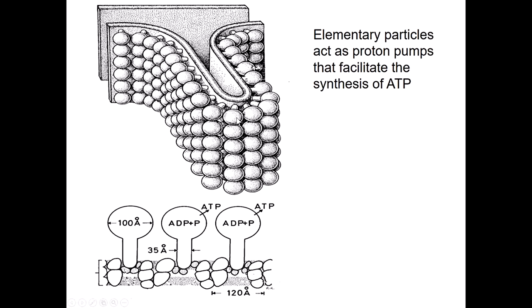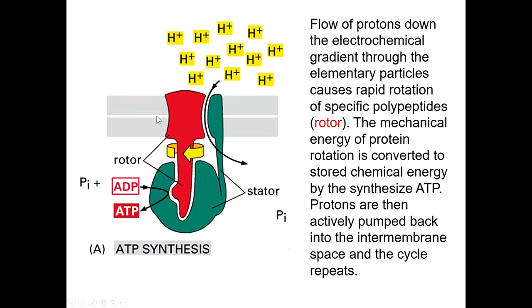These elementary particles act as proton pumps, hydrogen ion pumps, that facilitate the synthesis of ATP from ADP plus inorganic phosphate. So here's our elementary particle, and here's the membrane. We get these hydrogen ions, these protons, flowing through the elementary particle down an electrochemical gradient. And as these hydrogen ions flow through the elementary particle, one of the proteins of the elementary particle is this rotor protein in red. The hydrogen ions cause the rotor protein to spin in the elementary particle.